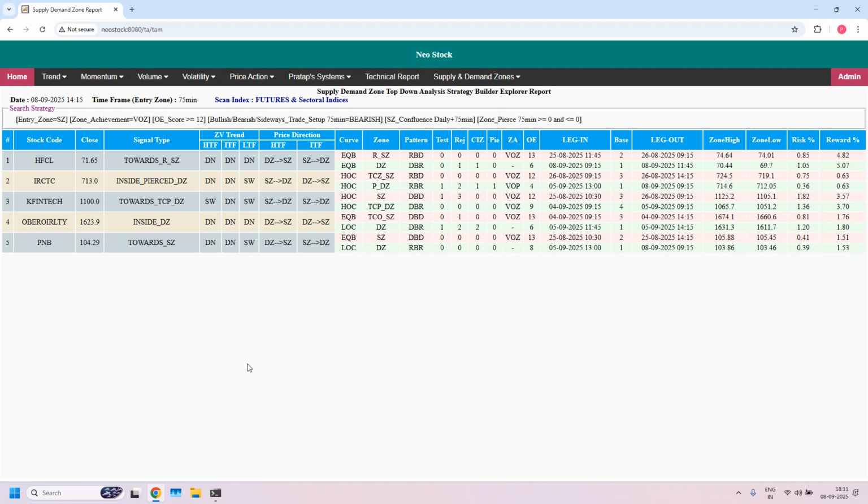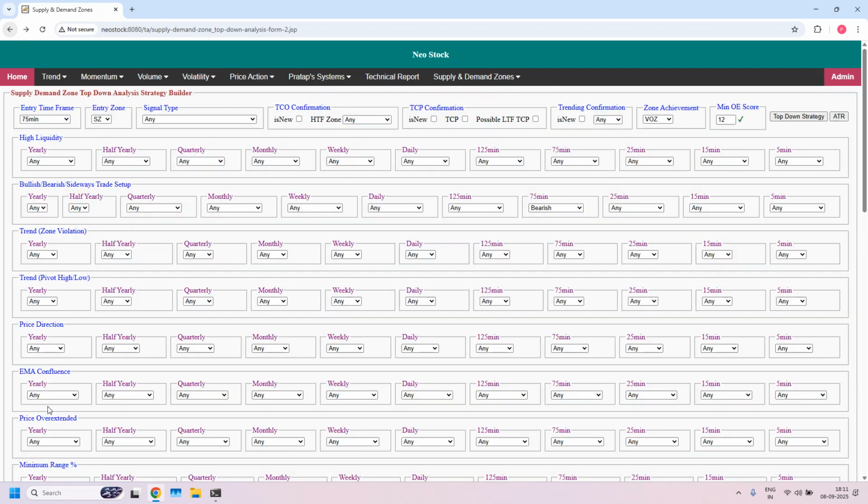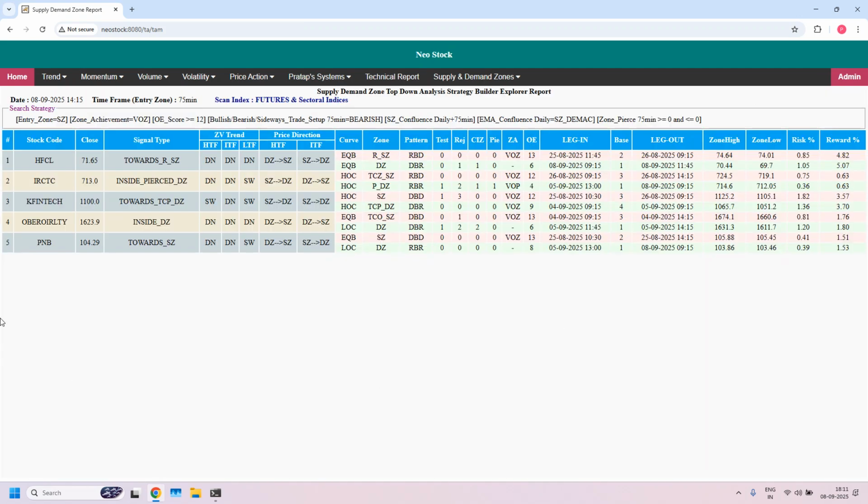So that we can further filter based on the daily supply zone having daily EMA confluence, because the 75 minute supply zone is overlapped with the daily supply zone. So I am going back to EMA confluence, at daily time frame, I am checking daily supply zone with daily EMA confluence. Now we got 5 stocks, all 5 are filtered. That means all the 5 75 minute supply zones might have a higher probability of success, provided less than 20 checklist items are satisfied. Otherwise, there are higher chances of zone violation.